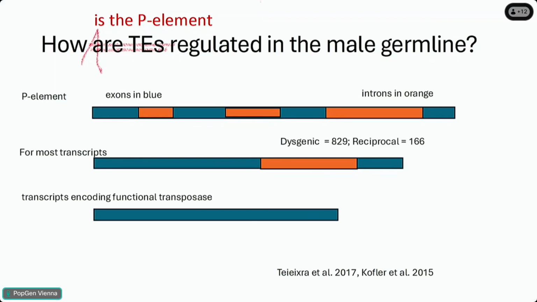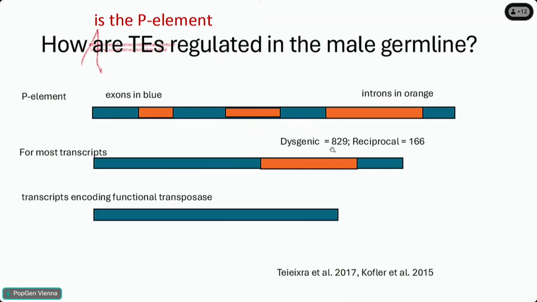So there is some suggestion that this is the main way in which P elements are regulated, that they're regulated by retaining this 3rd intron so that you suppress functional transposases. And if you have dysgenic flies, what happens is you disrupt that splicing suppression, end up with spliced transcript, and end up with functional transposase. Okay, so we looked at our transcripts, and we categorized these into these different categories.